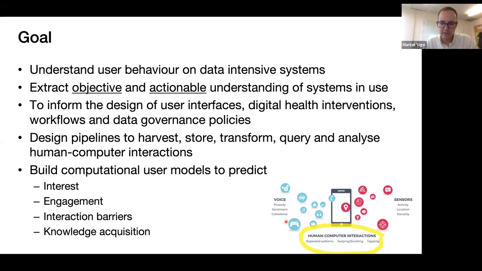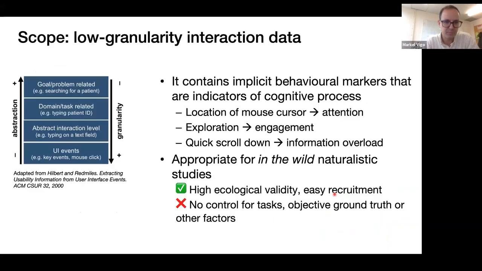So this picture at the bottom right, this is like the typical digital phenotyping picture you see everywhere, right? But my focus is in human-computer interaction, okay? I don't specialize in sensor-driven data. So let me set the scope of the work, okay?